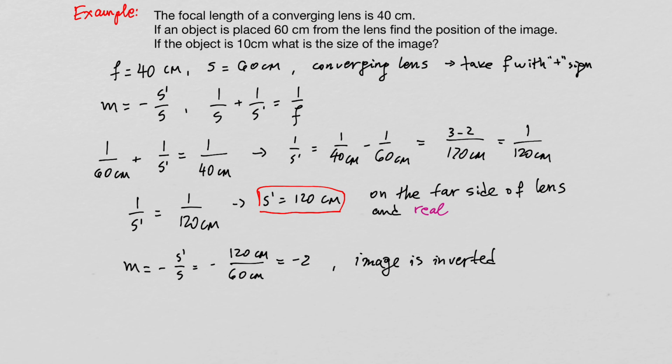Now let's calculate the size of the image. So the magnification of minus 2 tells us that the image is going to be twice the size of the object. So calculating that gives us that the image is 20 centimeters in size, and the minus sign again just means that the image is inverted.